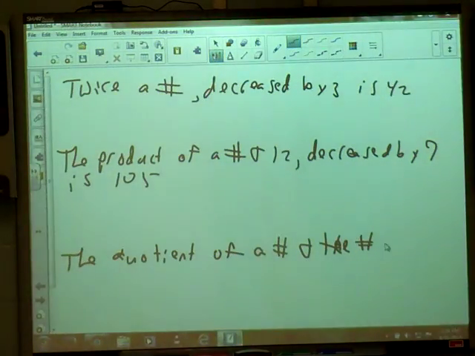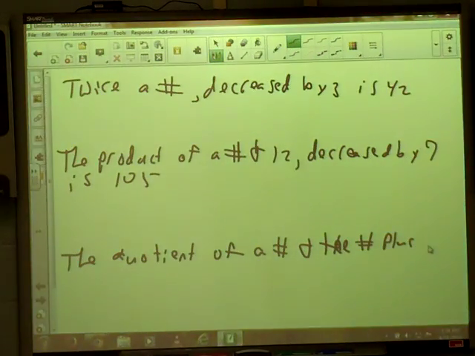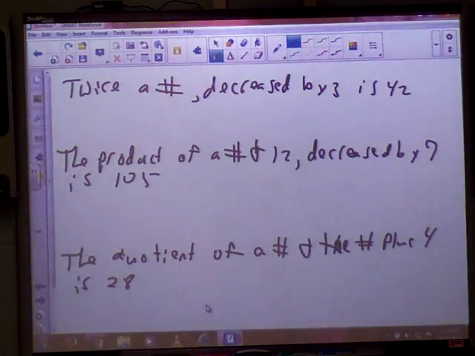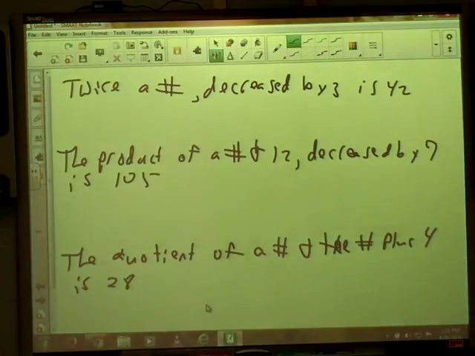Is that little symbol an and symbol, like by the number? Right here, yes, that's it. And the number plus 4 is 28. Alright, so we'll rewrite those into some mathematical expressions and equations. So what's this, on the third one? The quotient of a number and the number plus 4. That's madness.